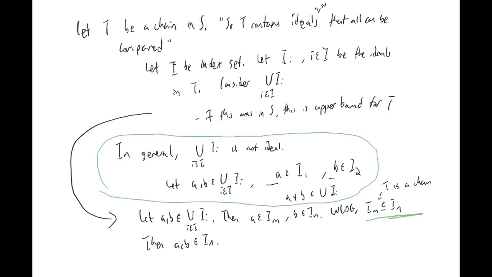So A, B belong to I_n. Okay, now it's easy. A plus B is in I_n, as I_n is an ideal. But if I belong to one element, I belong to the union. So A plus B is in the union of the I_i. Because what does it mean to belong to the union? It means I belong to at least one element of the union, and I belong to I_n.